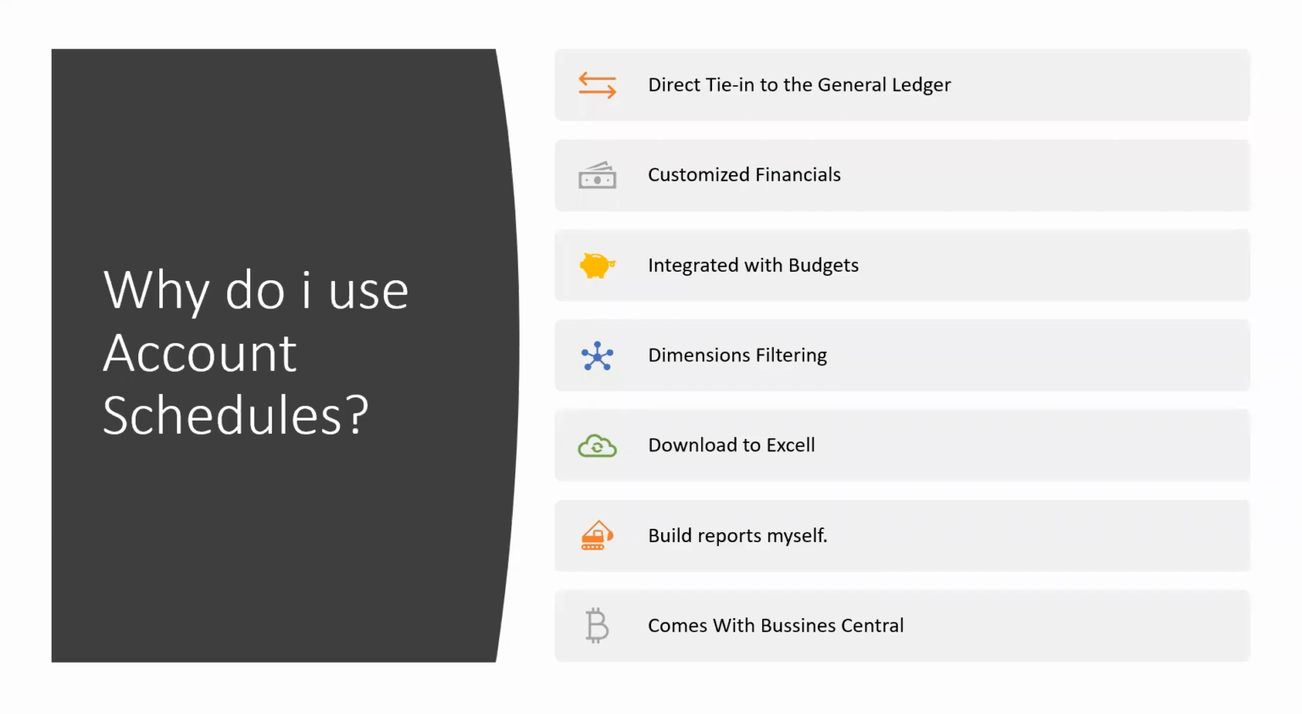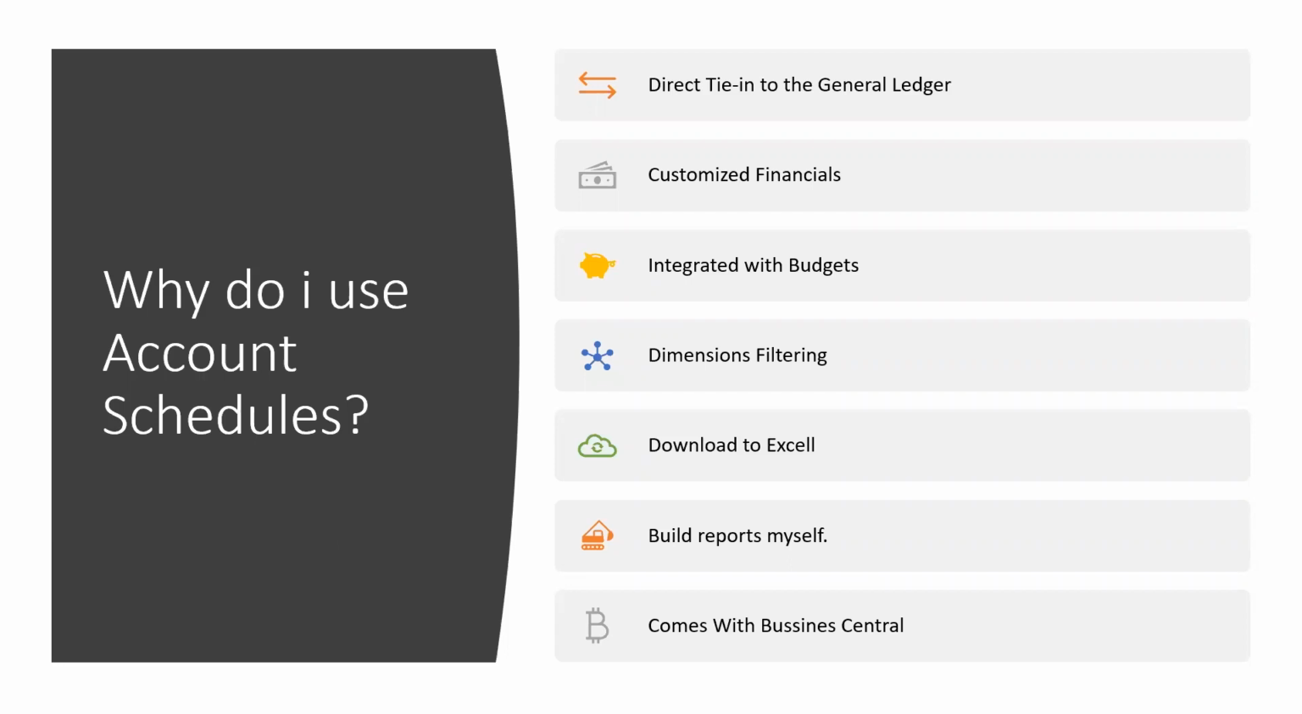Dimension filtering. Dimensions is for us the specific way of adding information to the financial transaction, where we can add another variable like the store, who sold, the salespeople. Sometimes we would like for expenses to add more information like departments and so on. So we can see now your financial information by those specific features. Then download to Excel, build reports myself, remember, for accountants, right? And it comes with Business Central.